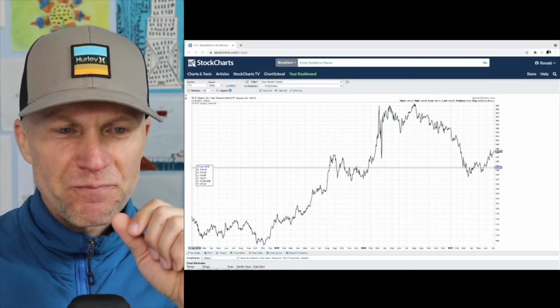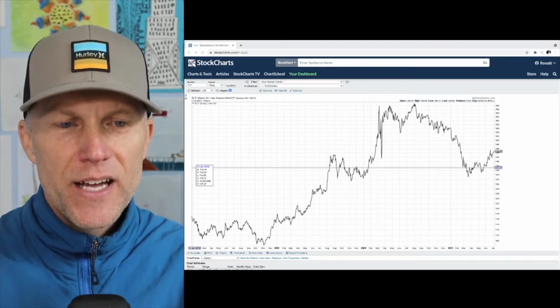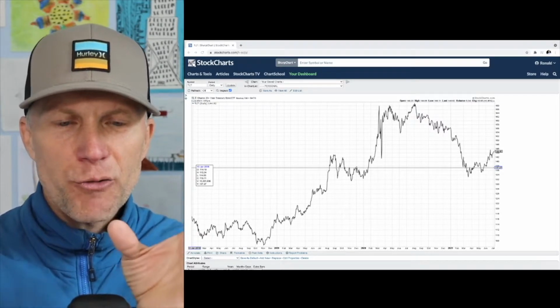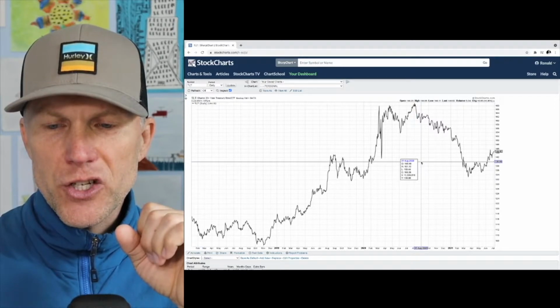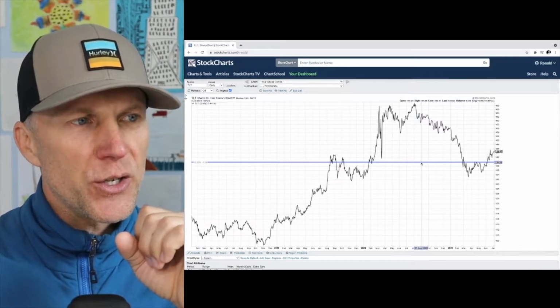Okay, so this is TLT, the iShares 20-year Treasury bond ETF. And this is a 3.5-year time range. I've talked about this price chart before, and I've talked specifically about this $140 range that you can see on the price chart.